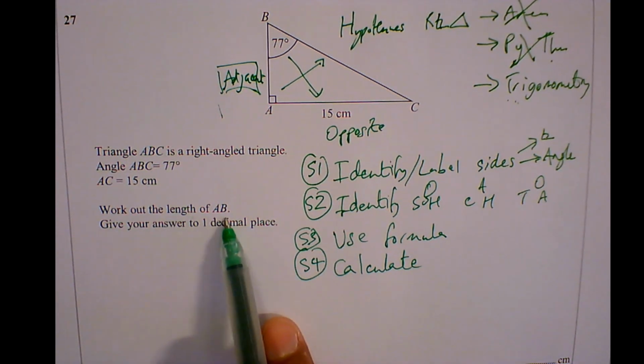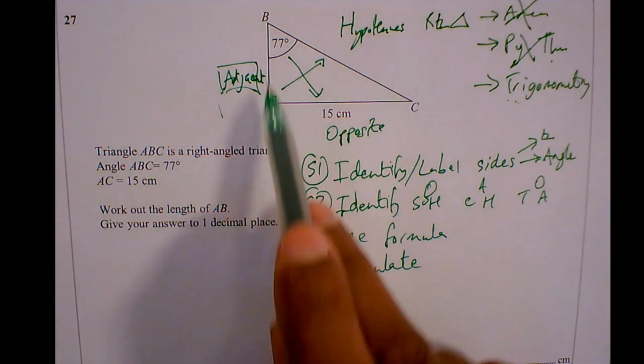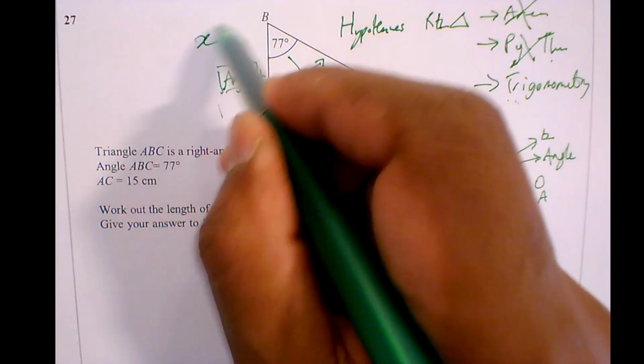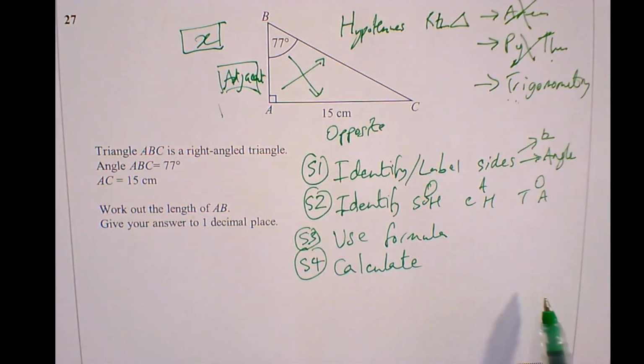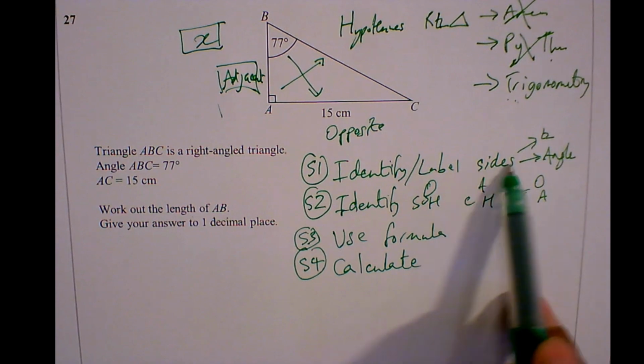Now, let me read the question. Work out the length AB. I have to work out AB. So AB is this one. I'm going to label this as X because I'm not given this AB. So I've identified and I've labeled my sides.